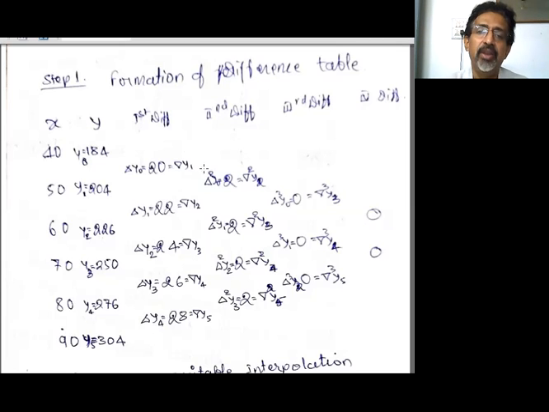Then what is the second order difference? The difference of the first order differences gives me the second order difference. That is 22 minus 20, it is 2. 24 minus 22, it is 2. 26 minus 24, it is 2.